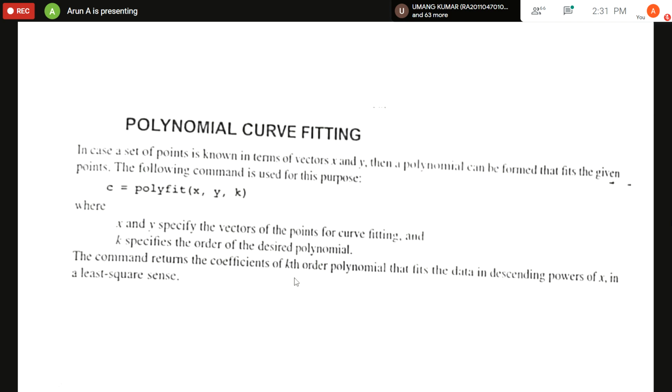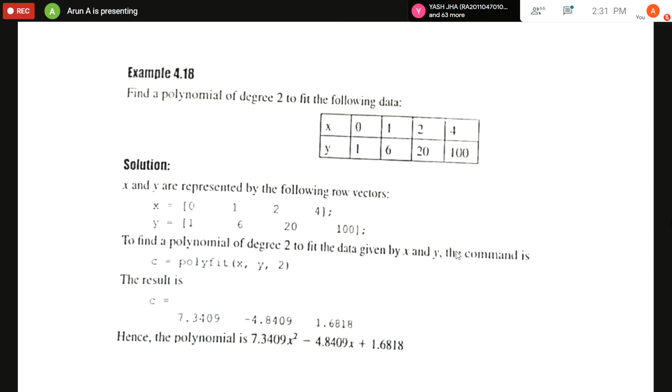This command returns the coefficients of the data in descending powers. A very important parameter. It always gives the coefficients of the kth order polynomial in descending powers of x. Okay, so these points, once you understand these points, you will understand why these commands work in MATLAB. Polynomial, and just an example is being given.